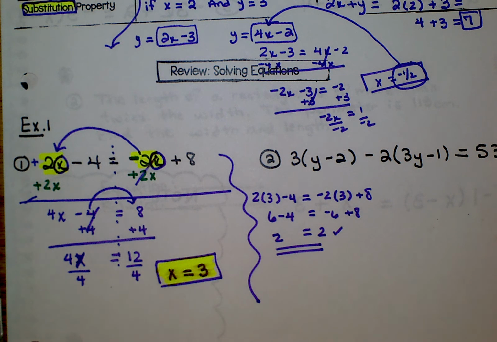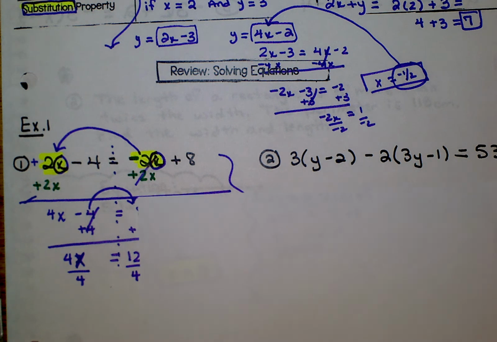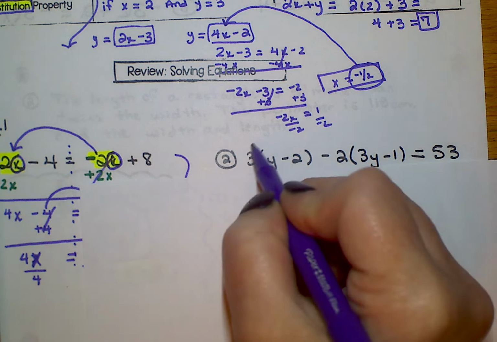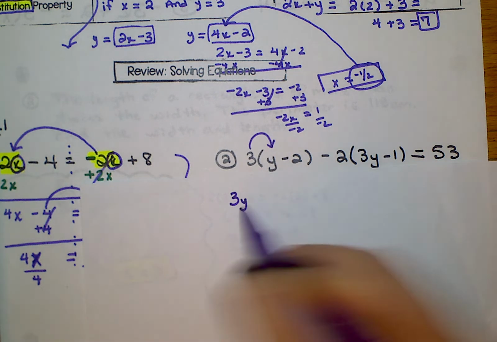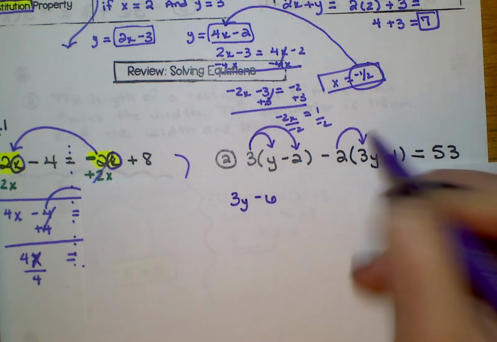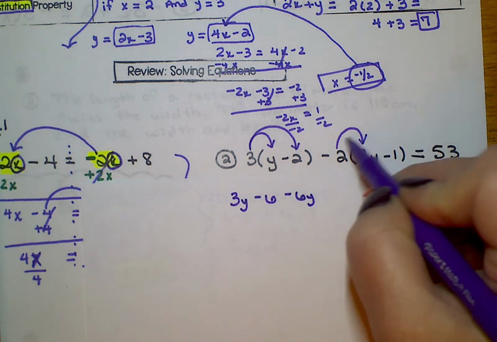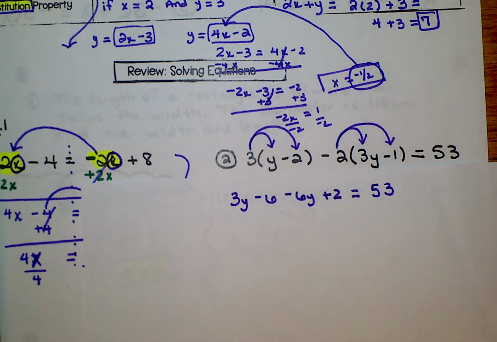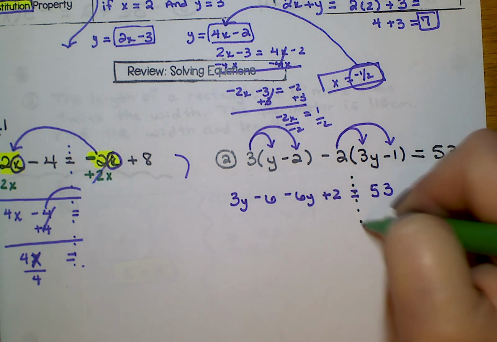Okay, go ahead and try number 2. That's something we was working on the other day, where you had to distribute. So make sure you're multiplying what's outside to everything on the inside. So that's going to give us a 3y minus 6 minus 6y plus 2 equals 53.